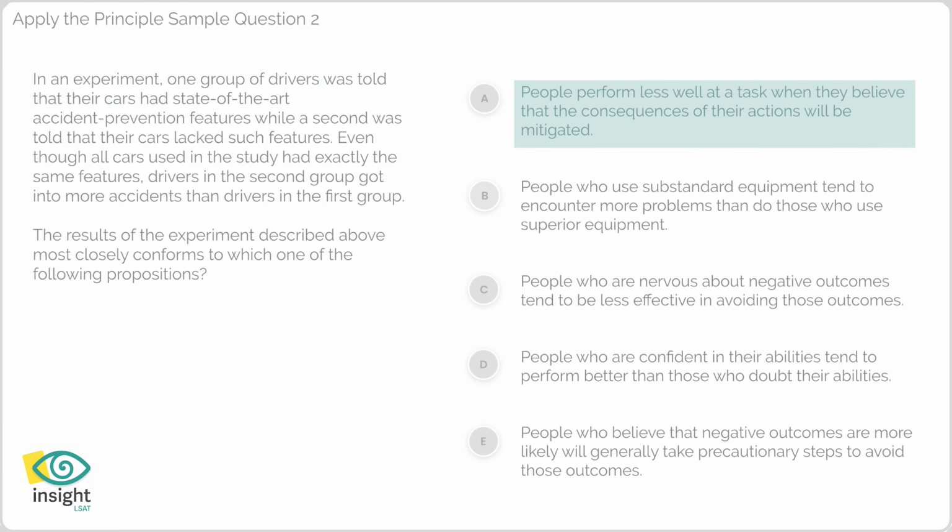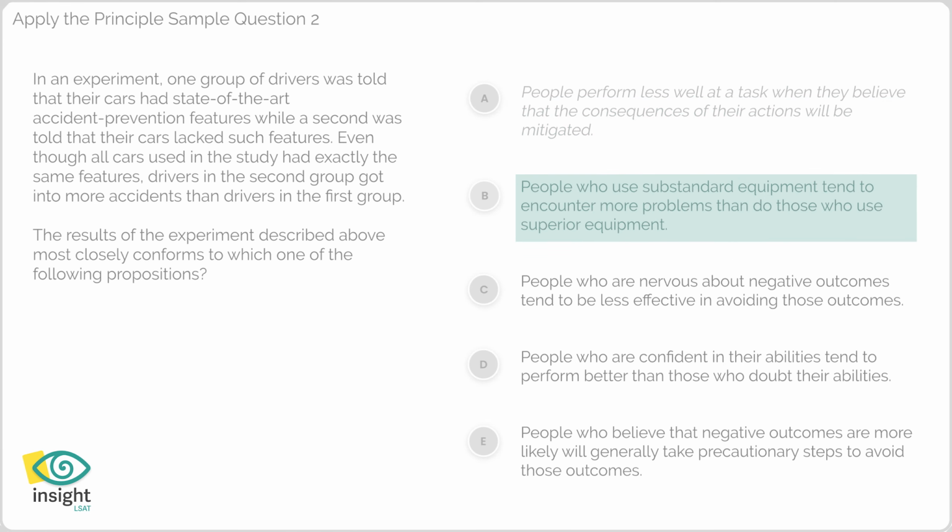A. People perform less well at a task when they believe that the consequences of their actions will be mitigated. Okay, so who does this apply to? The people who performed less well were the second group. But did they believe that the consequences of their actions will be mitigated? No, that's what the first group would think, that there are features that can correct their mistakes for them. So this answer choice mixes things up. We can knock it out.